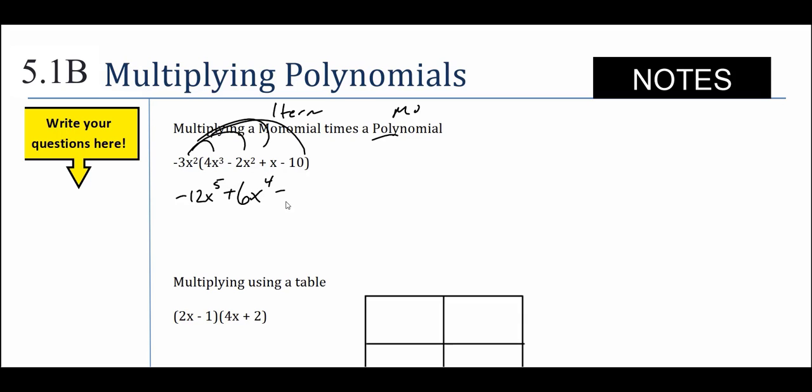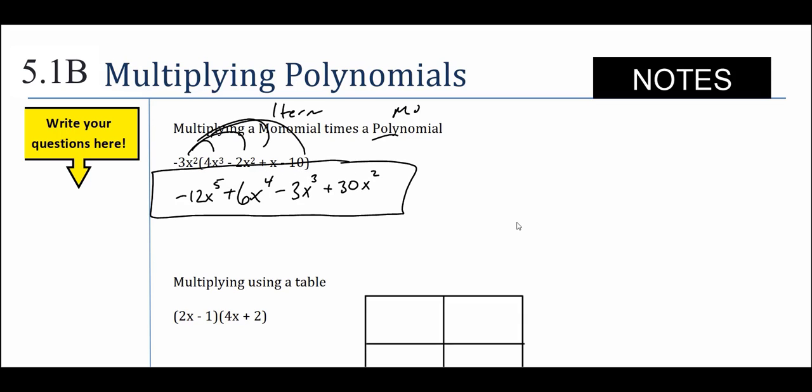Minus, negative and positive make negative. 3 times 1 is 3. x squared times x is x to the third because you add powers, 2 plus 1. Plus, -3 times -10 is positive 30. And then x squared, because there's no x's over here. So there you go.